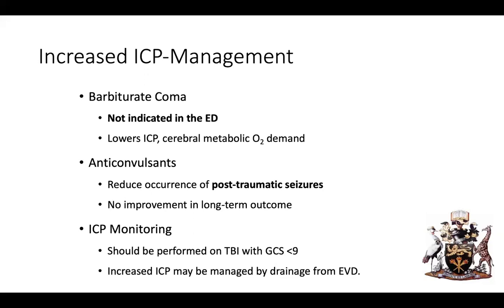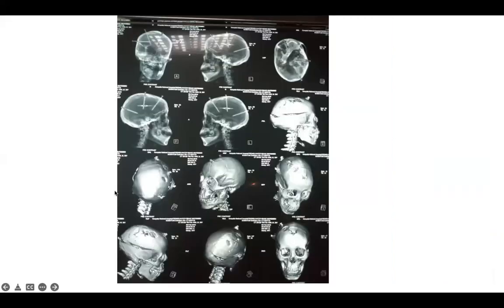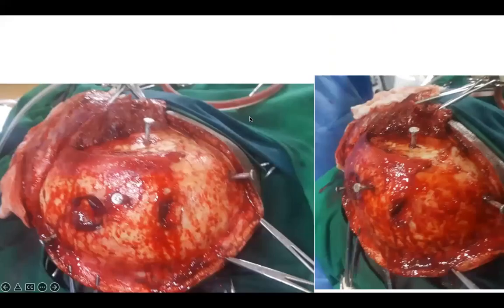I've talked about anticonvulsants and I've talked about ICP monitoring. This is just a picture I put. This is a person who had an argument with one of his colleagues at work, and he used a nail gun on his head. And you can see so much beam artifact. And this next scan shows you the nails. We were able to operate on this patient successfully, and he went home without any neurological deficits.